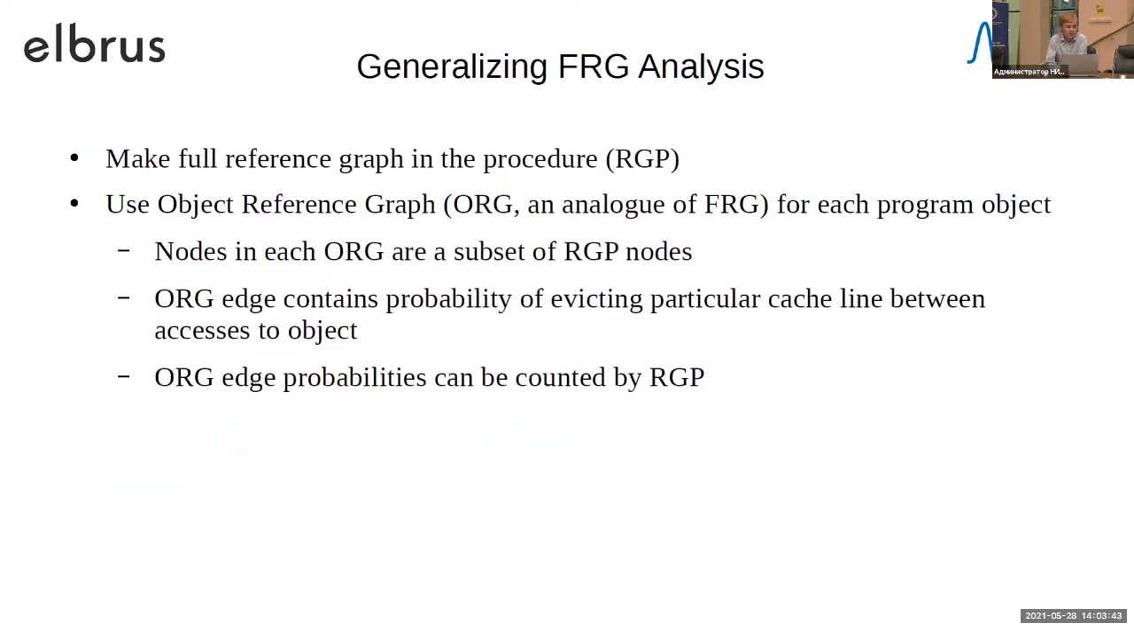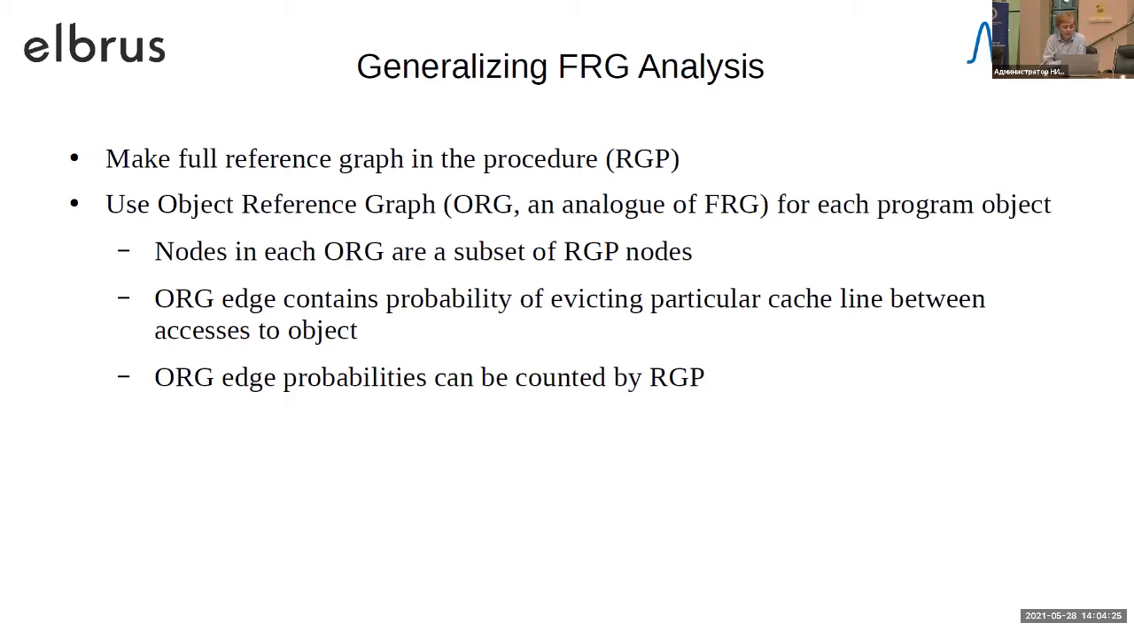Let's begin with FRG. To generalize FRG, we propose firstly to make a full reference graph in the procedure for all data structures, for all objects. This will let us estimate the number of cache misses. And for each program object, we need to use an analog of the FRG graph, an object reference graph. Nodes in each ORG are a subset of the full reference graph.